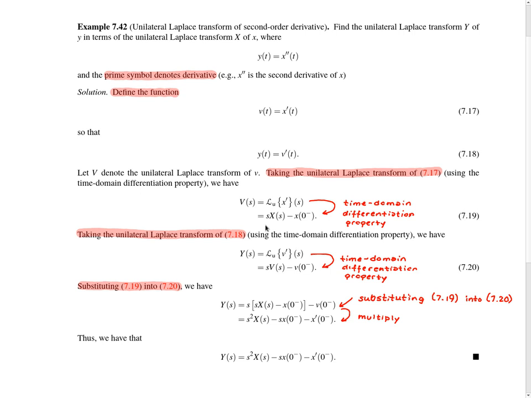Now substituting equation 7.19, in other words this equation here, into equation 7.20, in other words this equation here, yields this next line here. Multiplying s into the factor in square brackets and using the fact that little v is equal to little x prime, we obtain this next line here. So in conclusion, we have that big Y is given by this particular formula here.